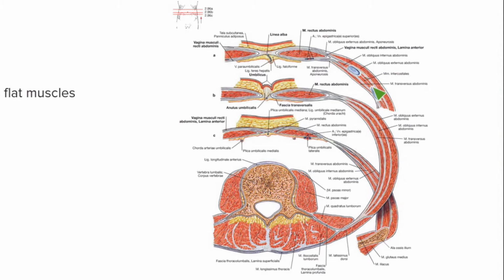The transversus abdominis is your deepest layer, and we see it running right along here. It too has an aponeurosis, and at this level of an axial section, all of its fibers are running posterior to the rectus, and will then intermix with those from the opposite side in the area of the linea alba.